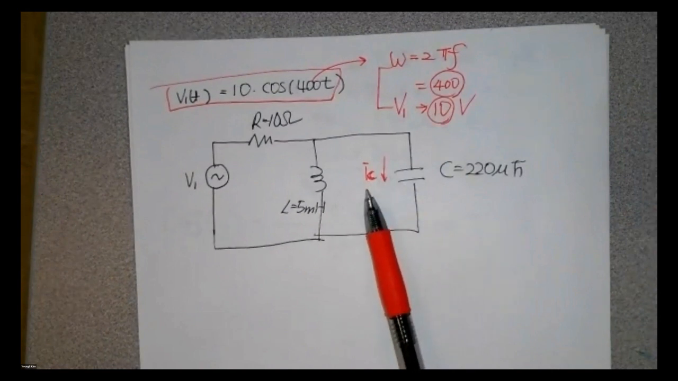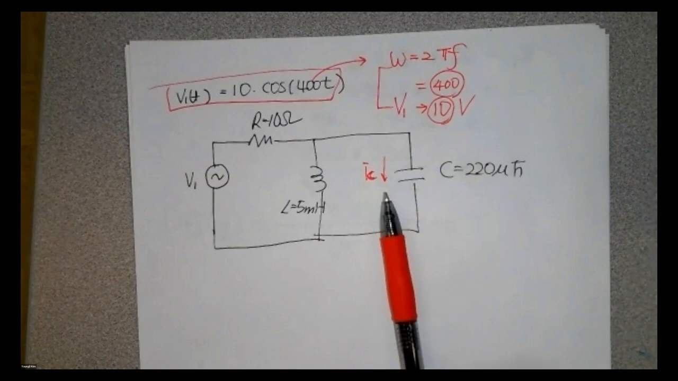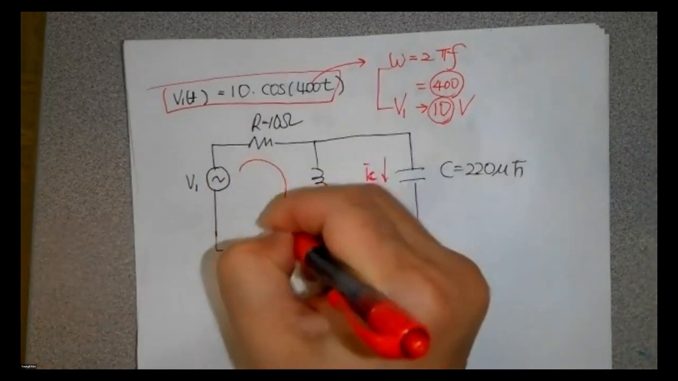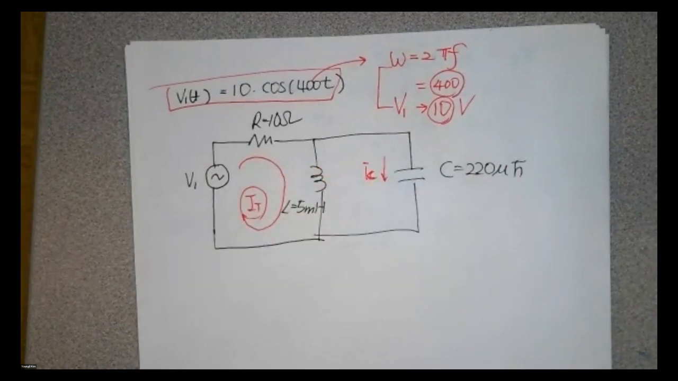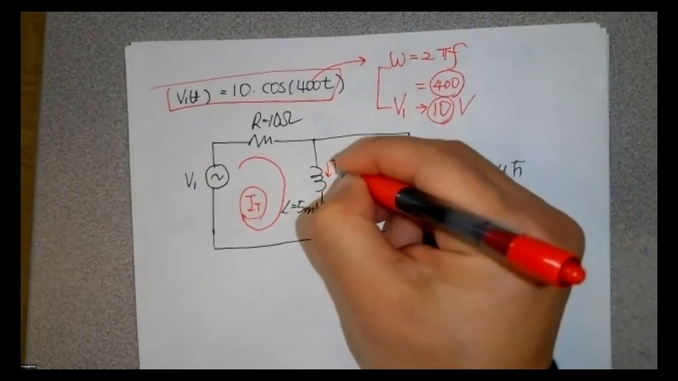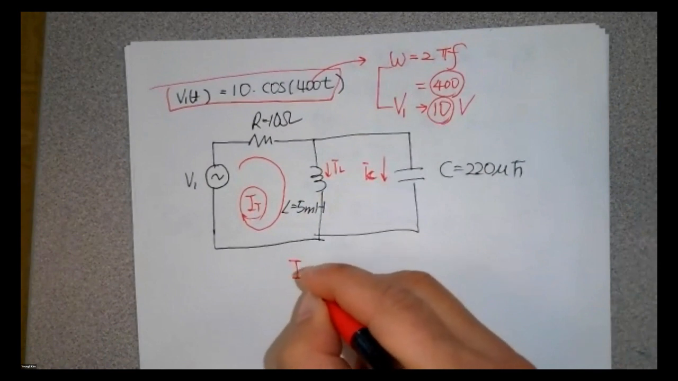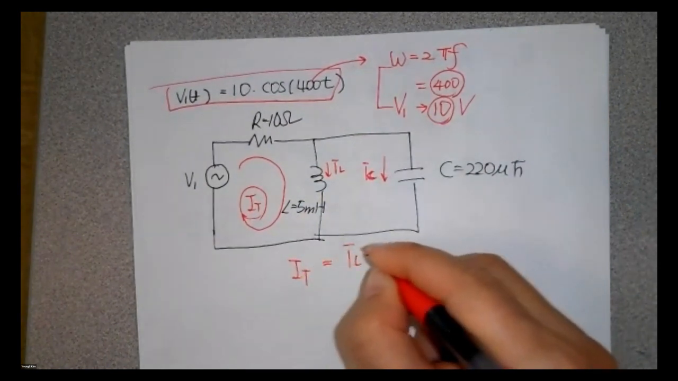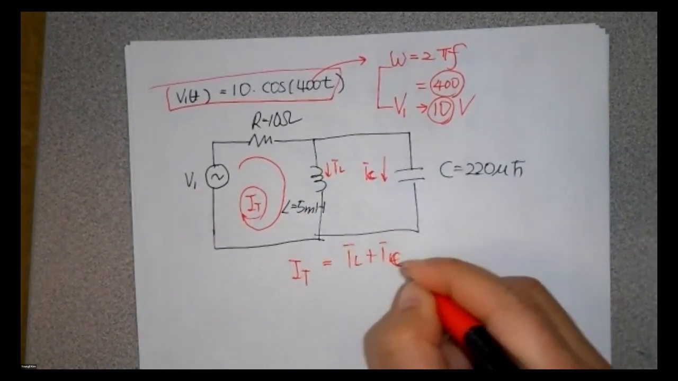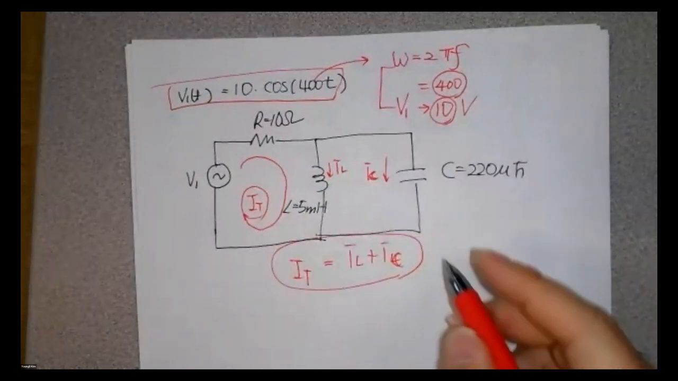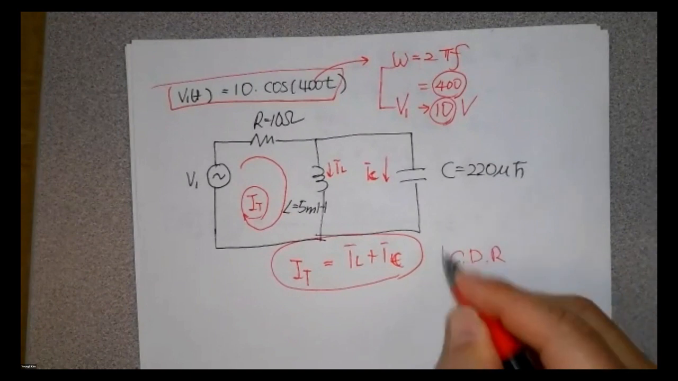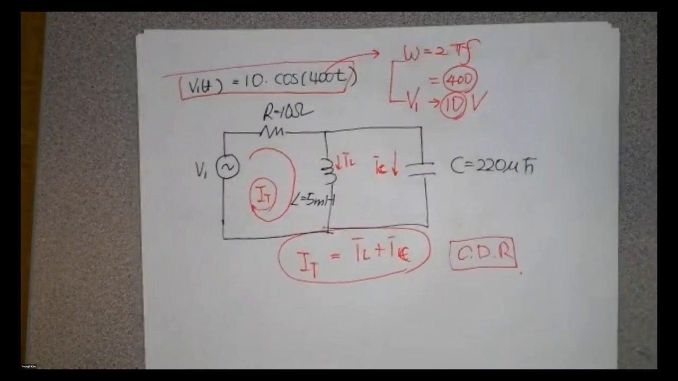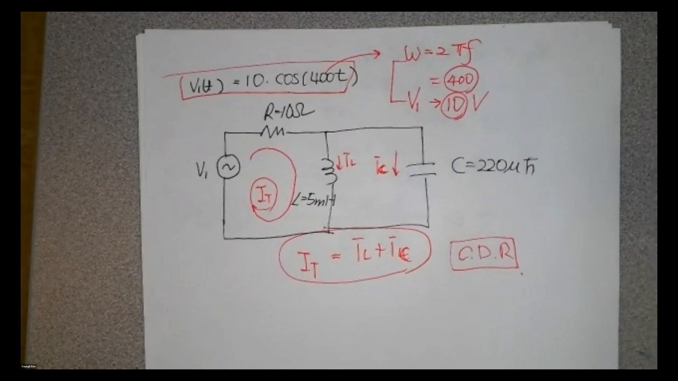What is the current passing through the capacitor? I'm going to give you a hint. That is the same thing, I sub T here, and that was I sub L. So I sub T is I sub L plus I sub C, just by the current divider rule here. Okay, 10 minutes.